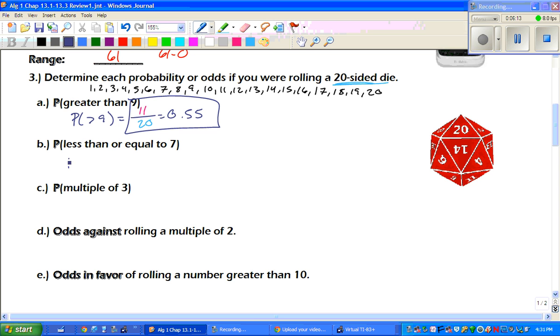All right. What is the probability of getting a number that is less than or equal to 7? Well, less than or equal to 7, which means 7 is included in that. All right. I get 1, 2, 3, 4, 5, 6, 7.